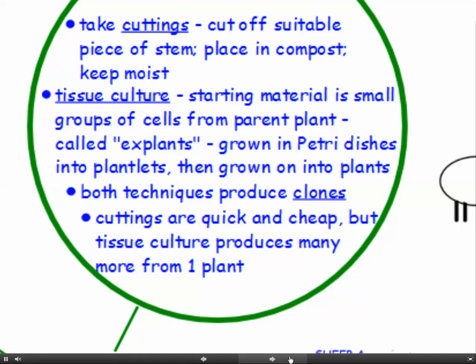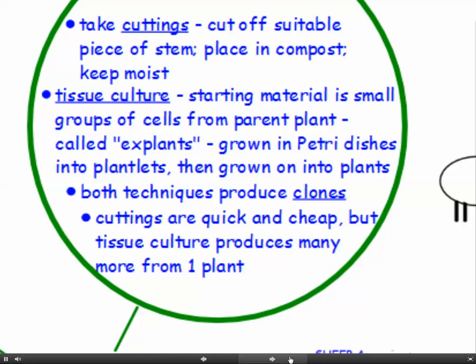And then there's tissue culture. Now the starting material in tissue culture is small groups of cells from the parent plant called explants. Now these can be grown in petri dishes into plantlets with the use of hormones, and then these plantlets are grown on into plants. Now this is carried out in huge polytunnels and greenhouses. It's a very large volume operation. You need specialist equipment, but you produce a lot of plants.